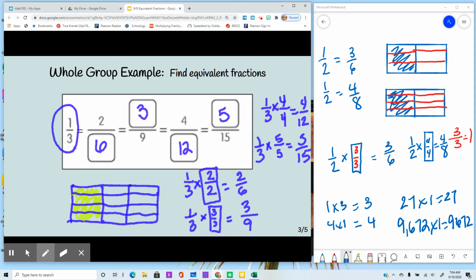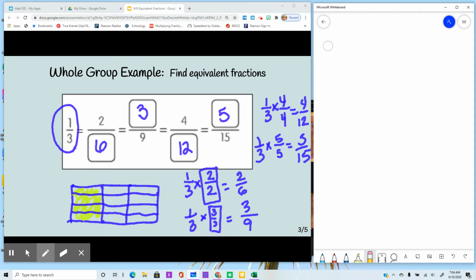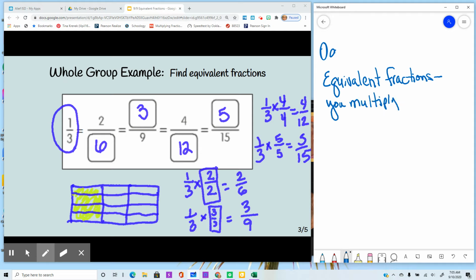So when we're multiplying to find equivalent fractions, and you should be writing this in your notes, you multiply the numerator and denominator by the same number.